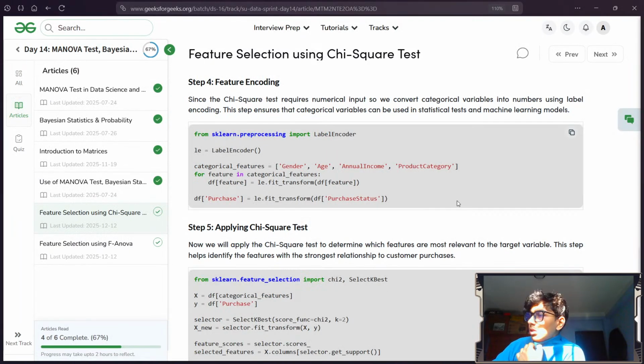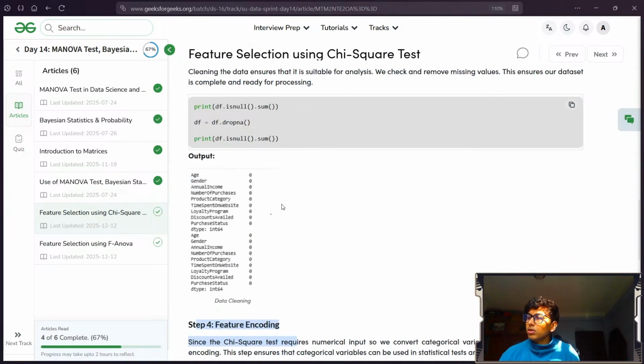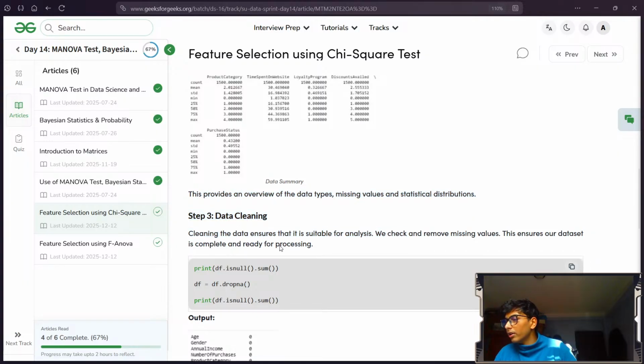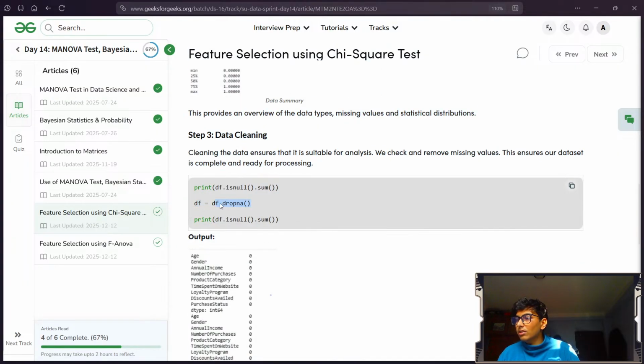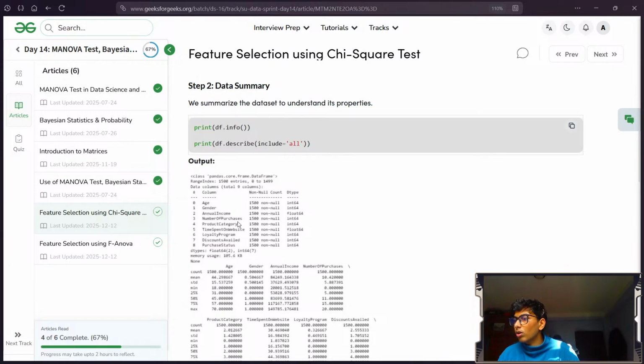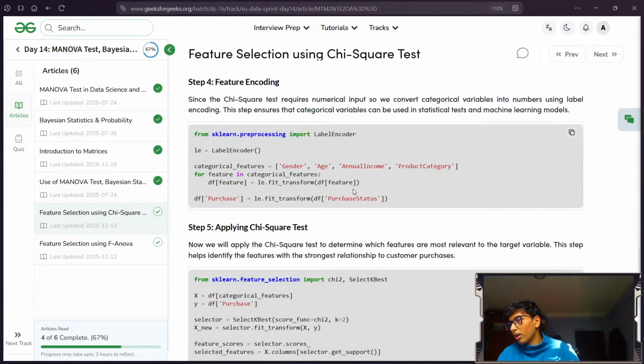Okay, I'm back, and feature encoding. Okay, we're looking at data cleaning where the null values were dropped, meaning that whole row was dropped. Okay, you can say row. I forgot about that. Leave it. Okay.